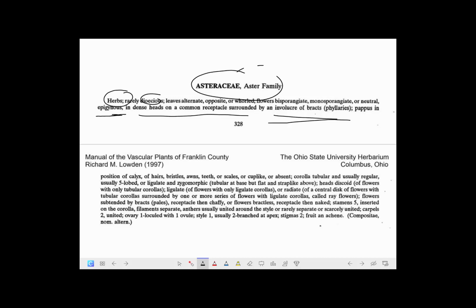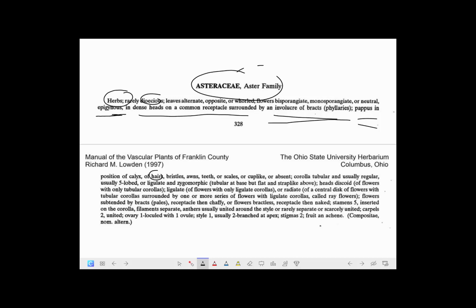The pappus, this is important because this is something that varies a lot in the Asteraceae. It takes the place of the calyx. That's what he means when he says in position of calyx. And all the different ways the pappus can be. We're used to the pappus being basically hairs like a dandelion or thistle. But it can also be bristles, it can be awns, it can be teeth, it can be scales, it can be lacking. So pay attention to the pappus.